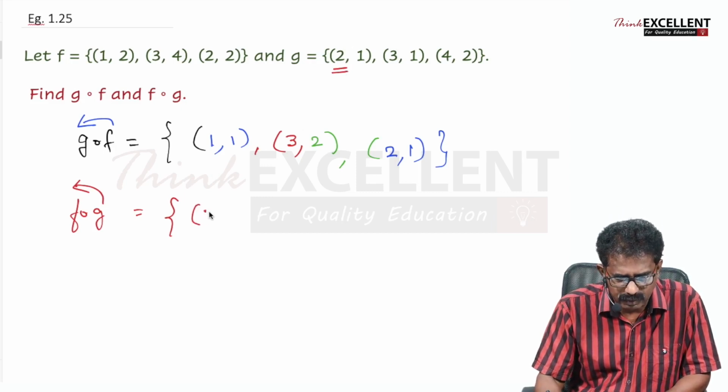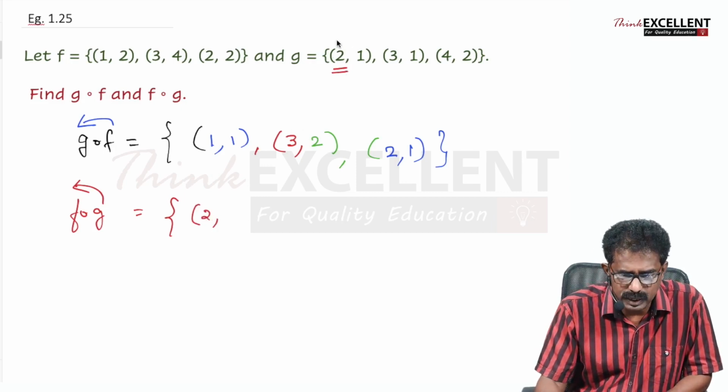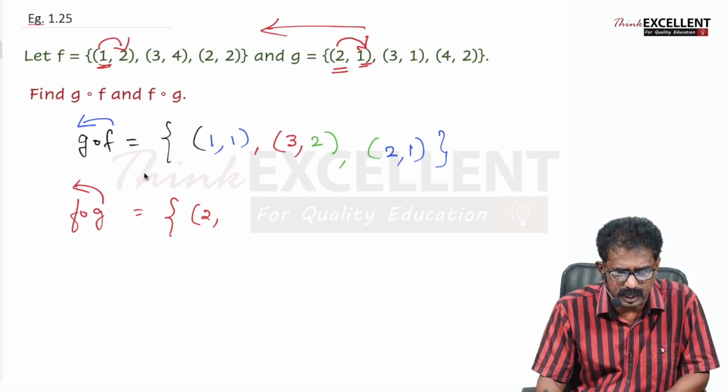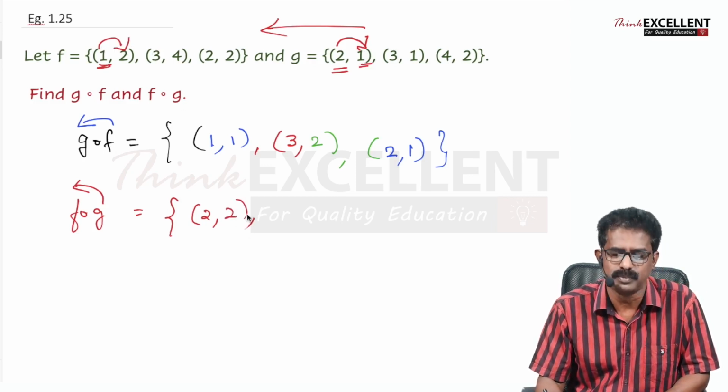I want to find the image of 2. 2 is related to 1. Now we come this side. 2 is related to 1. That 1 is here. Yes, that 1 is related to 2. So the answer is 2, 2.